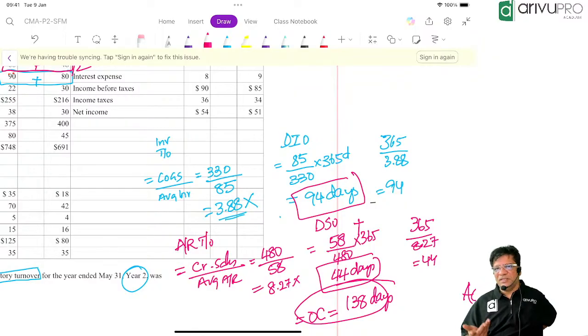Are you a good finance manager? You are increasing the cost of funds for the company. So 138 days. Now, mathematically, now you see the relationship.